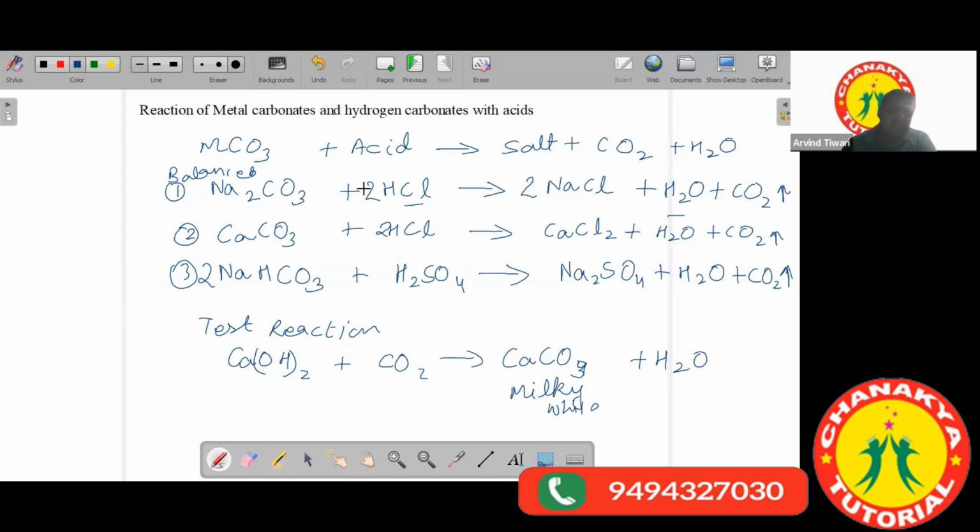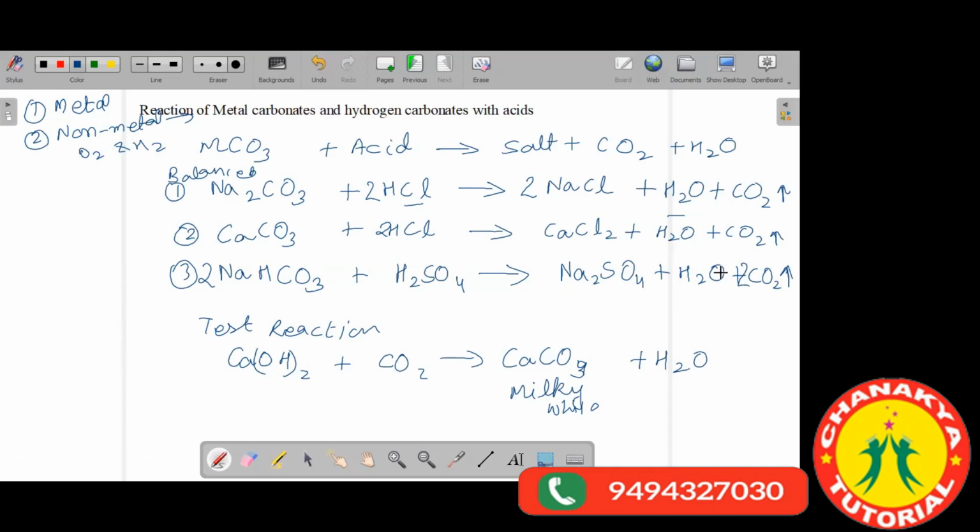See, while balancing a reaction, always remember the technique. First, balance the metal, then balance the non-metal, and once you have balanced all the metals and non-metals, then you balance oxygen and hydrogen. So oxygen and hydrogen are balanced at the end. When you are balancing the non-metal, you will balance all the non-metals except oxygen and hydrogen. So if you observe, carbon is unbalanced. To balance carbon, you should put here 2. And now you see everything is balanced. Is everything balanced now?